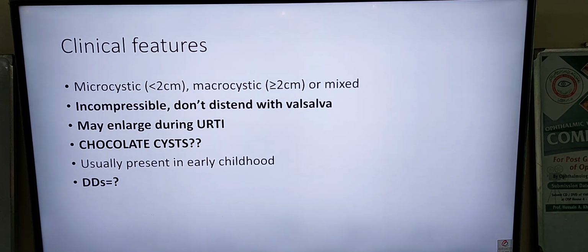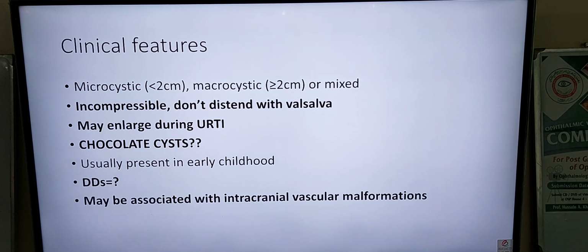Hemangioma is most important, क्योंकि इसकी look बिल्कुल वैसी होती है. They may be associated with intracranial malformations, vascular malformations.